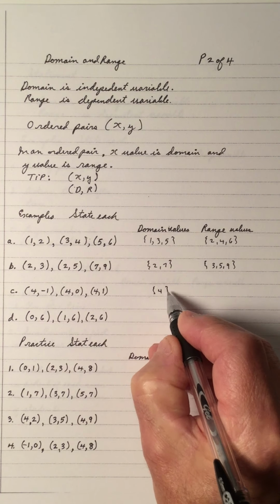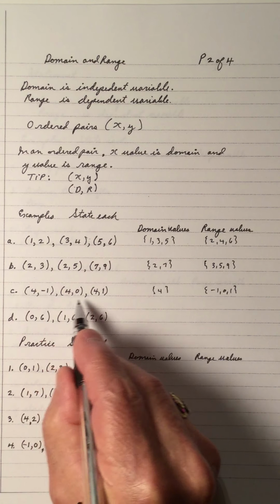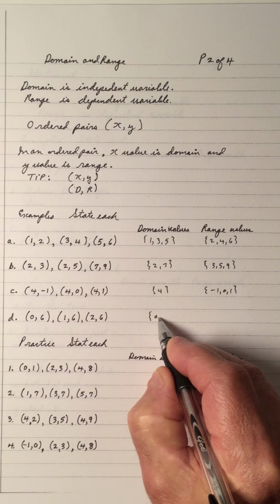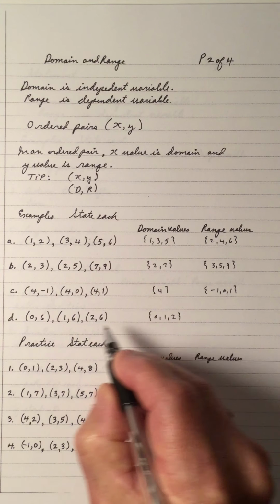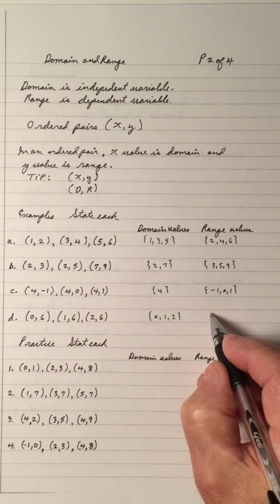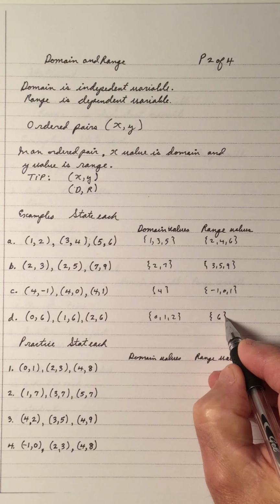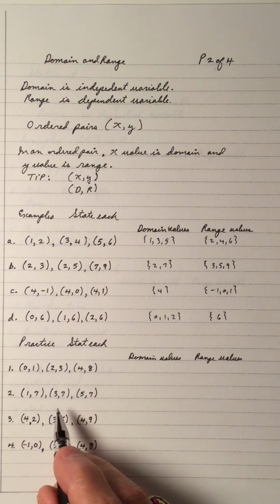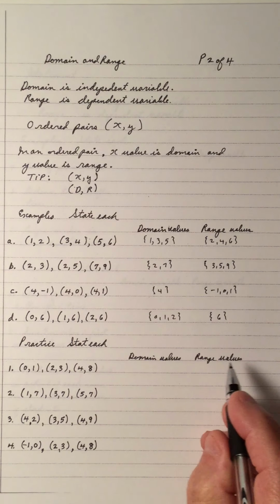And again, X is the domain, Y is the range. 0, 1, 2. Domain is X, 0, 1, 2. Range is the Y. Only one 6 will do. We don't need the three of them. Practice means pause the video and work out these answers to see if you're right.